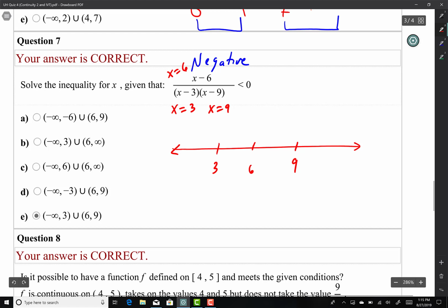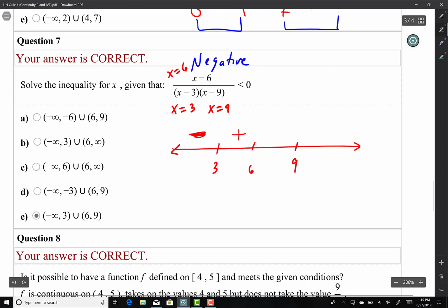All right, if I plug in a 0, 0 minus 6 is a negative, 0 minus 3 is negative, 0 minus 9 is a negative. So on the bottom, negative times a negative is a positive, and negative divided by a positive is a negative, so negative. If I plug in a number like 5, I'm going to evaluate the denominator first, guys. 5 minus 3 is a positive, 5 minus 9 is a negative, positive times a negative is a negative, and the top, 5 minus 6 is a negative, and negative divided by a negative is a positive.